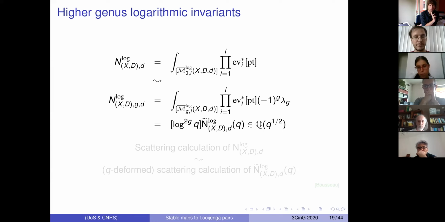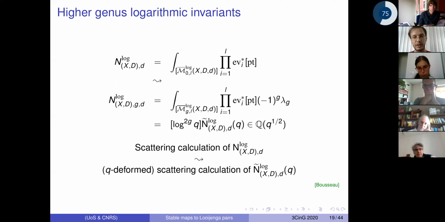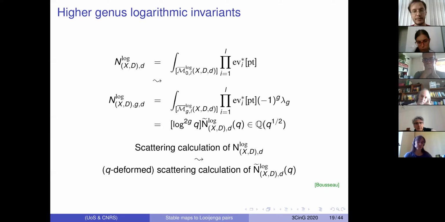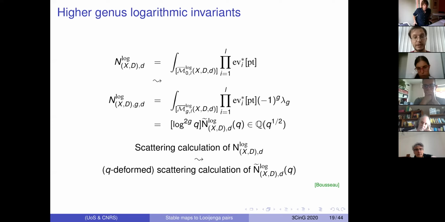And one of the main positive aspects of doing this operation is that the scattering calculation of the genus 0 invariants translates near verbatim into a quantized scattering calculation of this generating function. So we can bootstrap the same method employed to compute genus 0 Gromov-Witten invariants, log Gromov-Witten invariants, to compute all genus generating functions, once again in closed form.